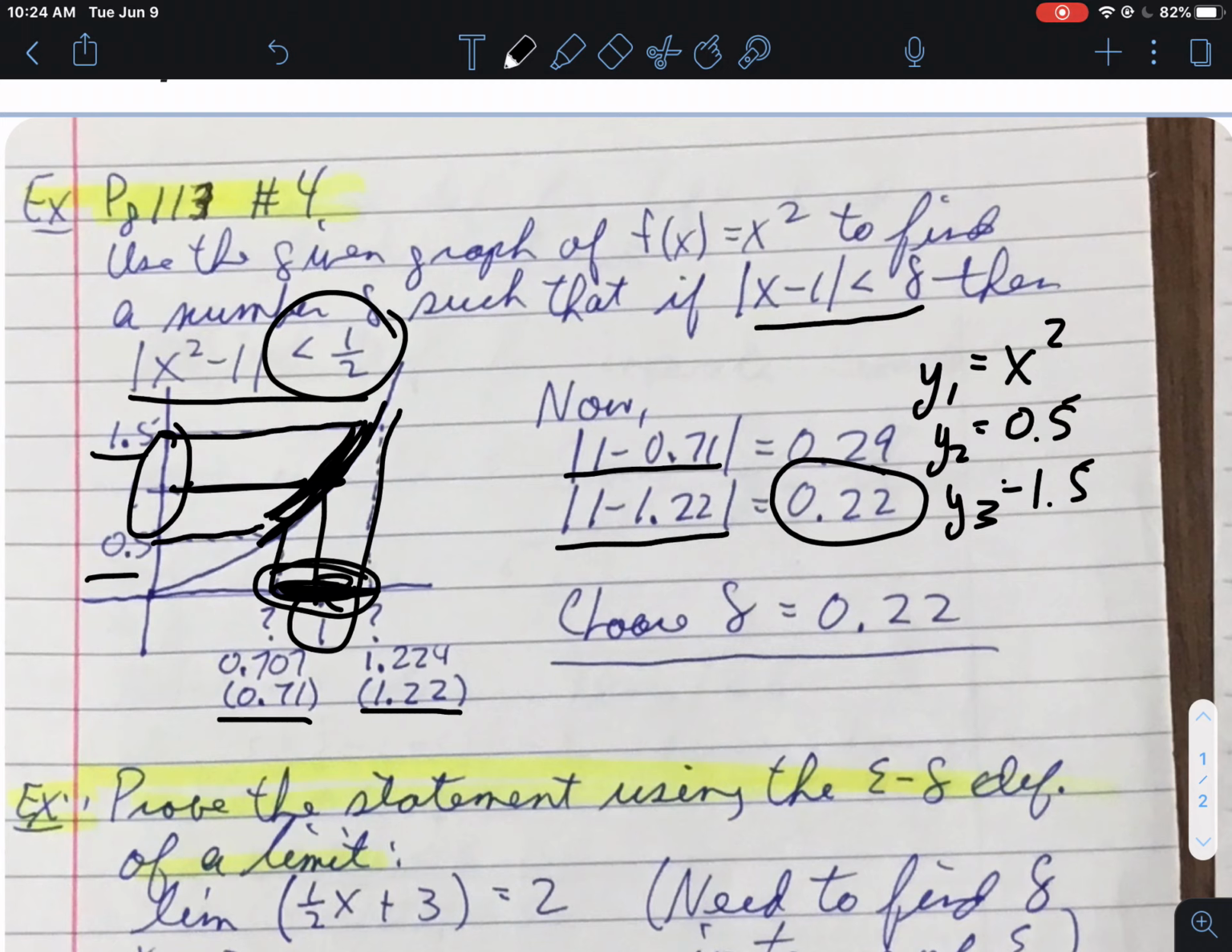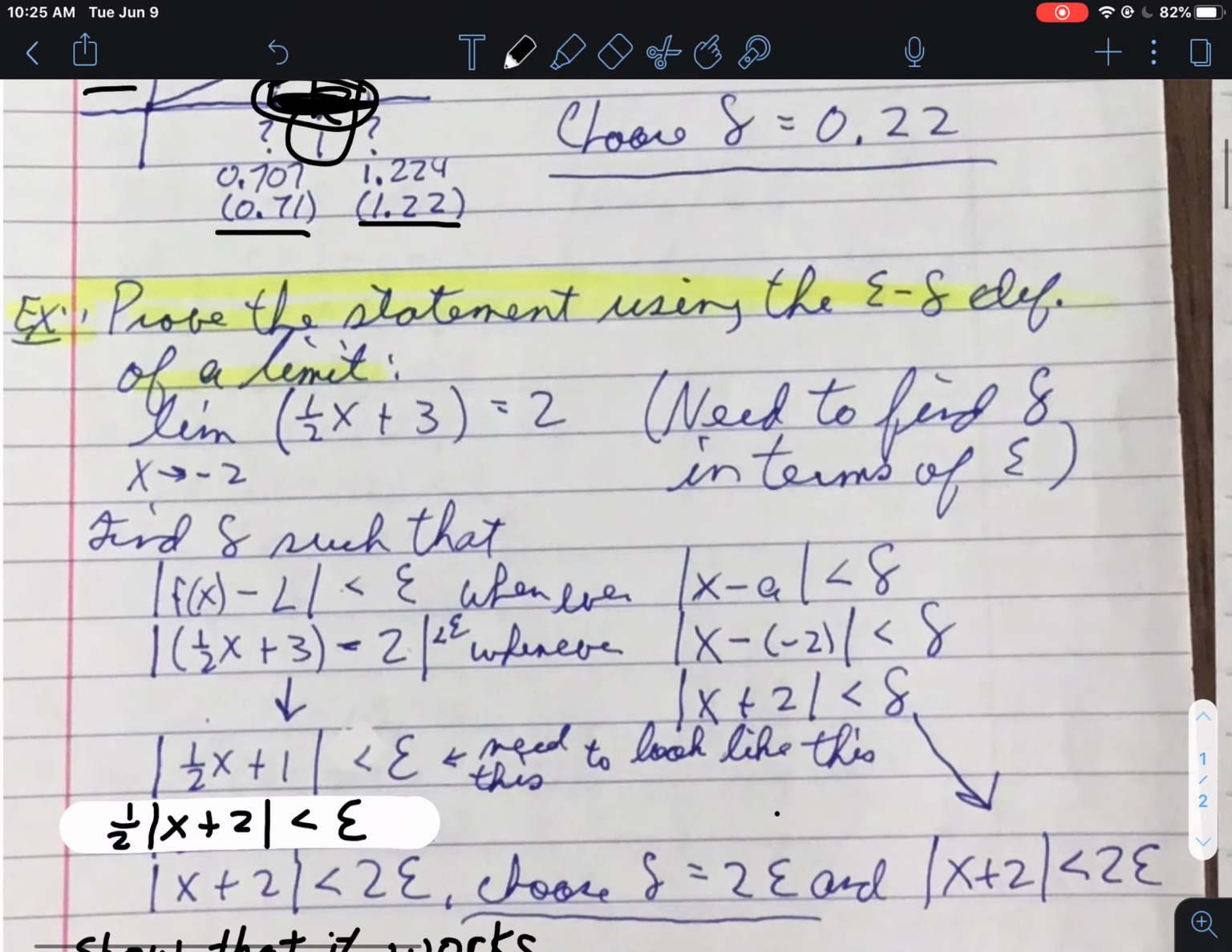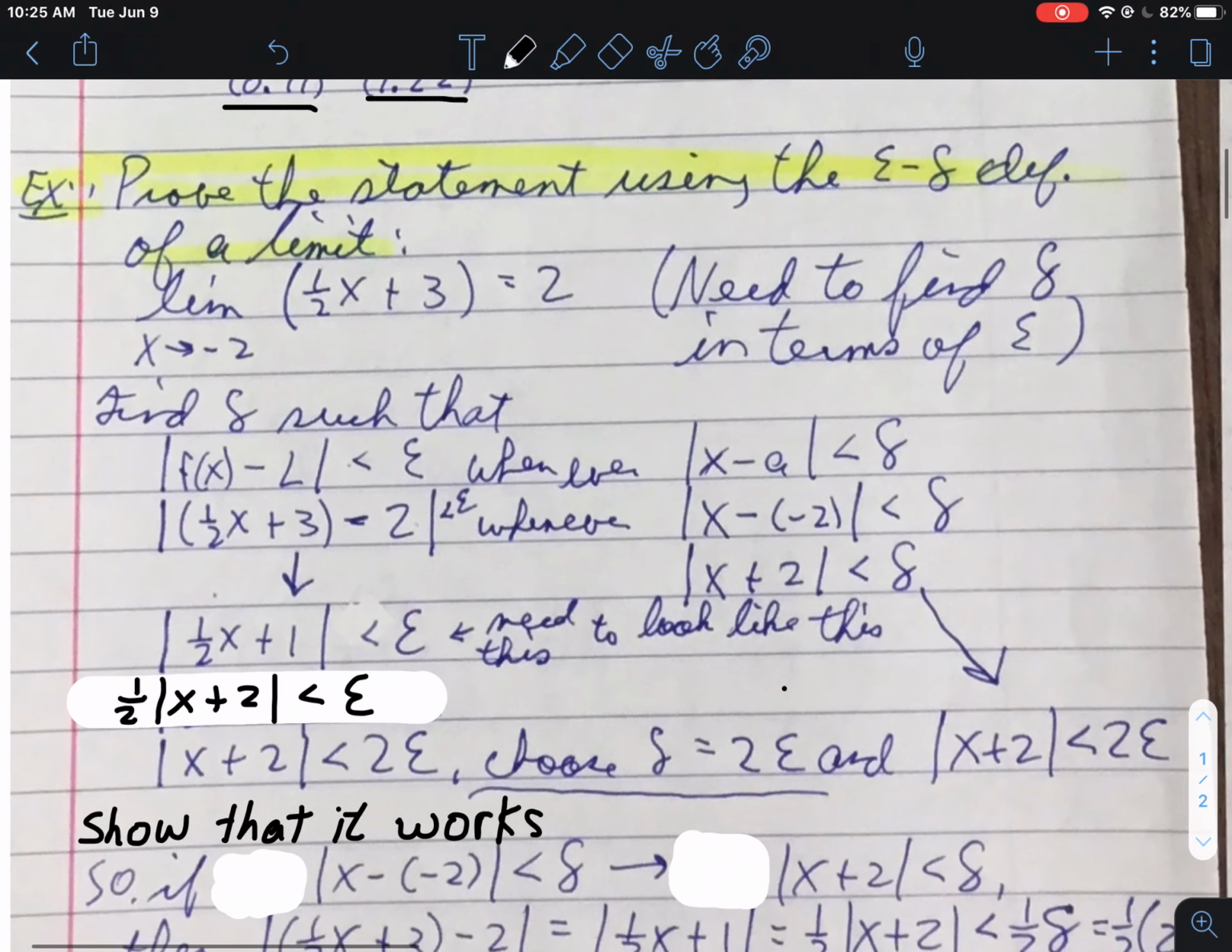All right. So those are specific examples where we knew exactly how close we wanted to be. We knew what epsilon was. And then we had to find the specific delta that would make that happen. These next couple of examples, it's going to be more generic.